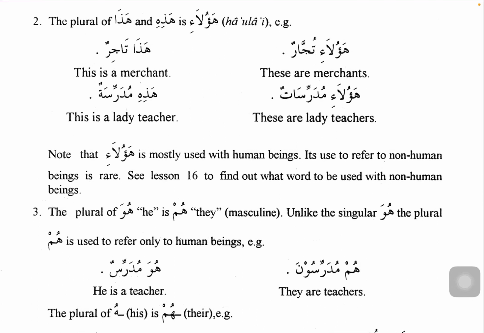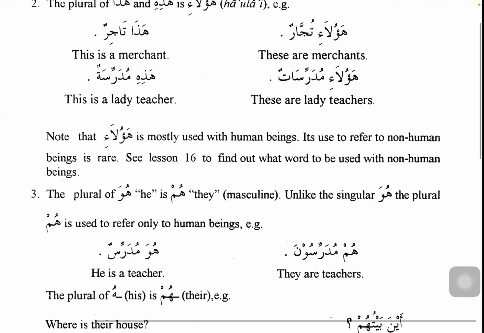Next point, number 2, the plural of hada and hadihi is haula'i. So we have hada tajirun, haula'i tujjarun. I'm sure you have come across this word in your recitation of the Quran. Haula'i means these or they, for both the masculine and the feminine. Hada tajirun, haula'i tujjarun, hadihi mudarrisatun, haula'i mudarrisatun.